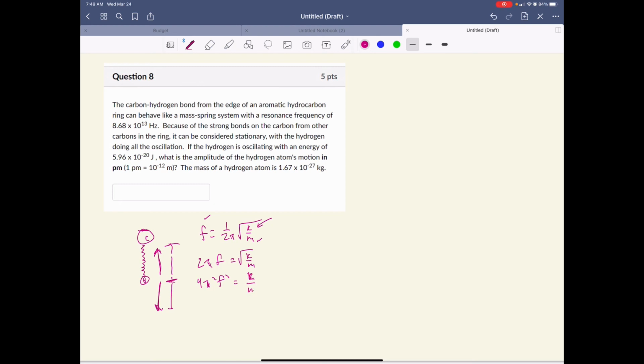So square root of k over m, which means that 4 pi squared f squared m is your k value. And again, those numbers are going to be ugly. Those variables are kind of big, but we're just going to leave it like this.